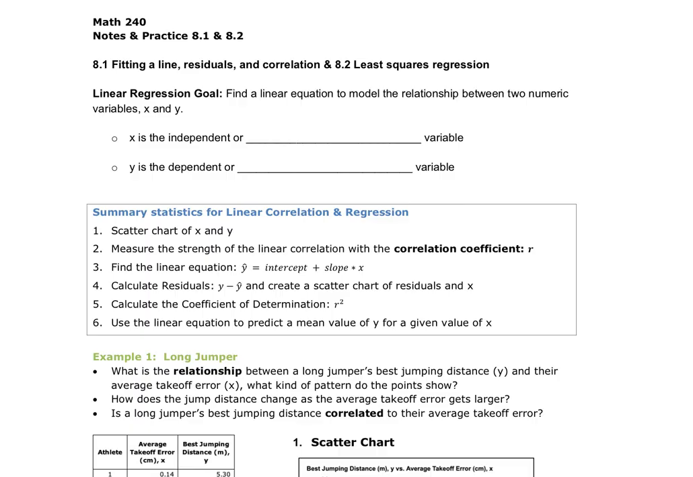It's the one that, if we graph it, is on the horizontal. And we can also call it the explanatory or a predictor variable. And then y is the dependent variable. It's the one that would be on the vertical axis if we are graphing this with a scatter chart. It also is called the response variable.